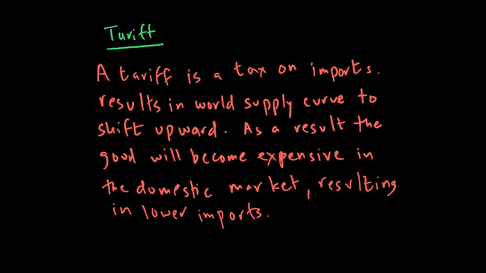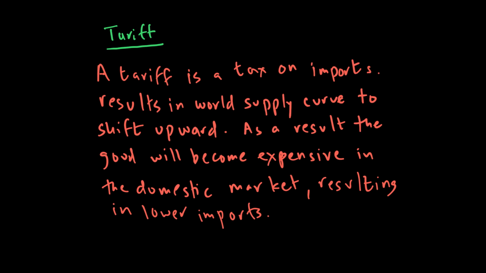the world supply curve shifting upward, because when you put a tax, the cost of production will go up, and as a result of this supply curve shifting upward, the price will go up in the domestic market. So it makes the import expensive, and when the import becomes expensive, people will buy less of imports automatically. Also, because the imports have become expensive, the domestic producers become more competitive in the market.